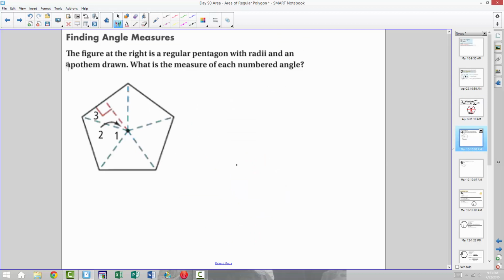Figure is a regular pentagon, so it has 5 sides, with a radii and an apothem drawn. What's the measure of each numbered angle? Well, angle 1 is my central angle. The central angle is 360 divided by n. Well, the number of sides I have is 5, so 360 divided by 5 gives me 72. So my central angle is 72 degrees. So that's angle 1.